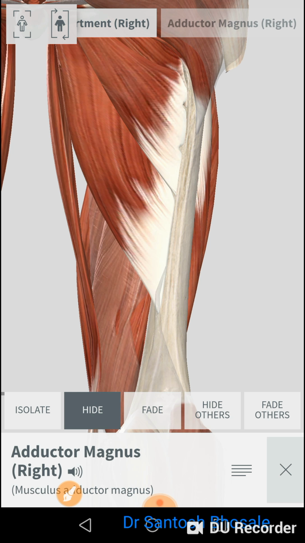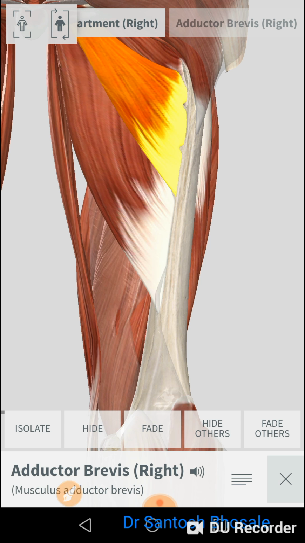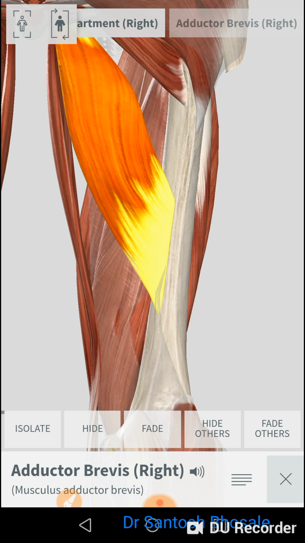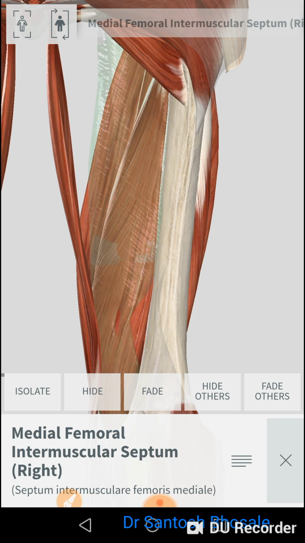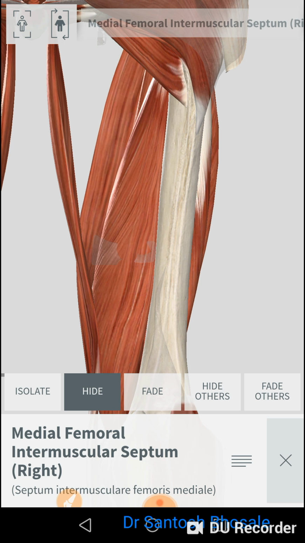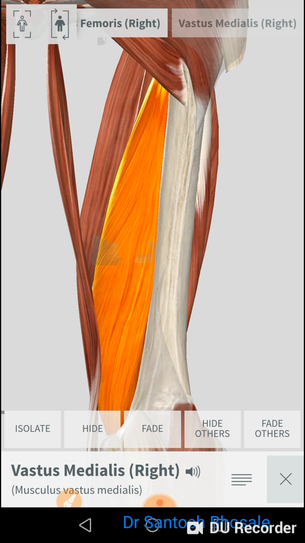You can hide this. Then here you can see the adductor brevis is attached to the area between the lesser trochanter and the medial lip of linea aspera. And then you are seeing adductor longus attached to the middle 1/3 of the medial lip of linea aspera, similar to coracobrachialis in the upper limb, which inserts into the middle 1/3 of the medial border of the humerus. Here adductor longus is attached to the middle 1/3 of the medial lip of linea aspera. And if you hide it, then here you are seeing the medial intermuscular septa. Then this is the vastus medialis.